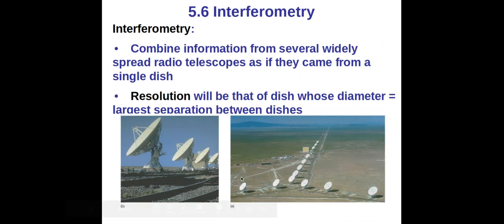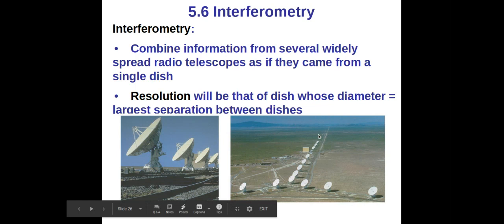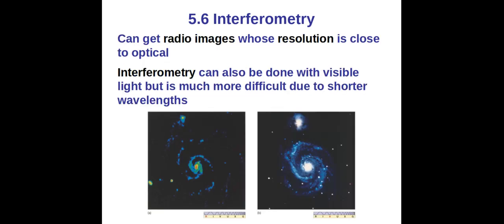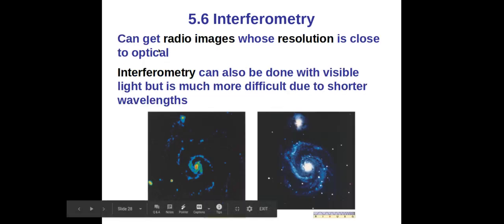And if you don't have one huge disk, you can string together a whole bunch of dishes. And the resolution in this case will be dependent on how far the farthest dishes are away. So the farther away you get the dishes working together, then the better the resolution will become. And that's called interferometry. So you can get a radio image whose resolution is close to optical if you use interferometry, and you can see the image on the left versus the image on the right. The right is visible, the left is a radio telescope.